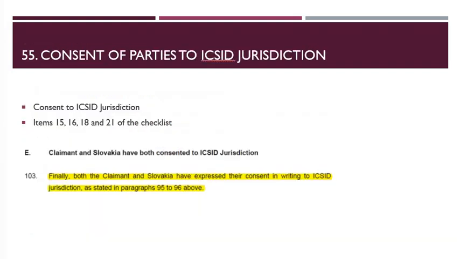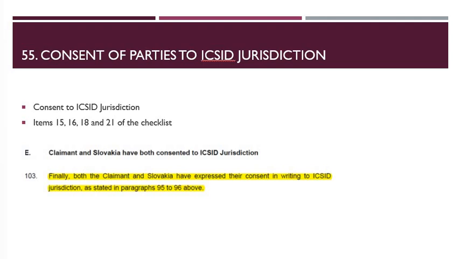Item 55 of the checklist is that both parties have consented to ICSID jurisdiction. The requirement of consent was already addressed in items 15, 16, 18 and 21 of the checklist, and therefore under item 55 there is a mere mention of consent to ICSID jurisdiction with cross-referencing to the relevant paragraphs. The arbitration notice in Discovery versus Slovakia states: E. The claimant and Slovakia have both consented to ICSID jurisdiction. Finally, both the claimant and Slovakia have expressed their consent in writing to ICSID jurisdiction as stated in paragraphs 95 to 96 above.